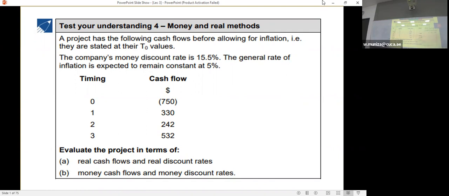Yes, Hashir, have you converted to the money cash flows? No, not yet. Dear, use this rate to convert into the money cash flows. Can you help? Sure. Can I erase it?